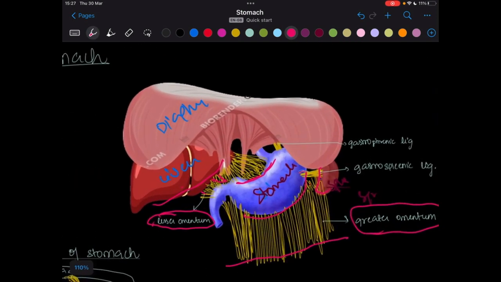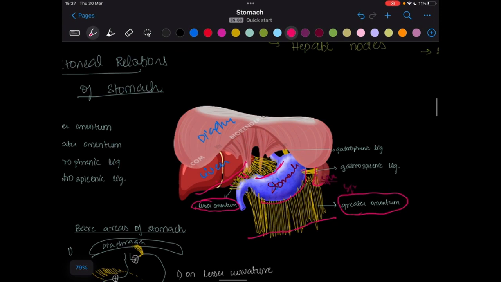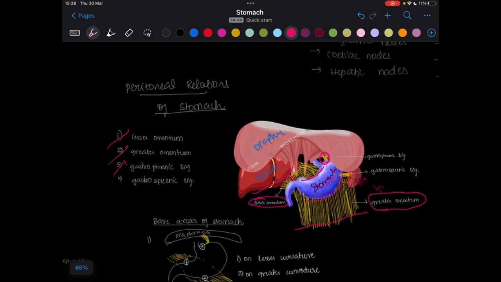Also, if you see here, between the stomach and the spleen, you have the gastrosplenic ligament, which is a folding of peritoneum. And the diaphragm is also referred to as the phrenic muscle. So between the stomach and the diaphragm, you have the gastrophrenic ligament. So these are the peritoneal relations of the stomach.